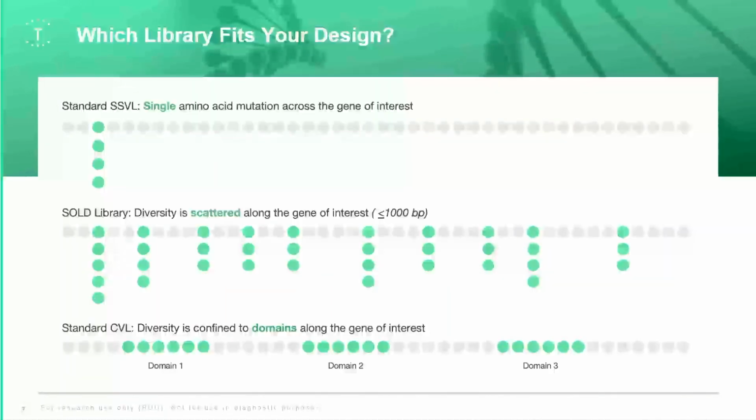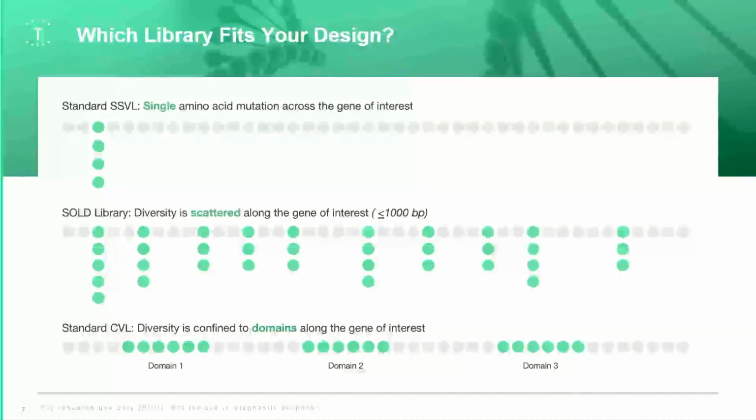Our library product really splits out into 3 main products. Firstly, there's the site saturation variant library. In this case, you're changing one position at a time along your open reading frame to a number of other codons. The other 2 libraries are combinatorial variant libraries. So our SOLD library is where the diversity is scattered along your gene. So you have positions that are spread along that open reading frame that you wish to change to a number of other codons.